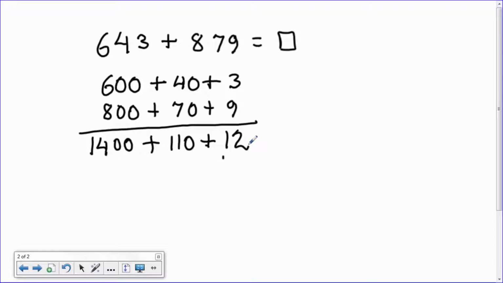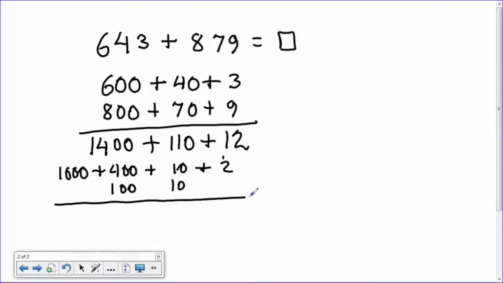And we get to this point, now we want to write this number in standard form, so they'll notice that they'll have 1,000 over here from the 1400. Then they'll leave the 400 because they'll leave it in the 400s column. They'll take 100 from the 110 and move it over to here. That will leave 10 back on this one. Then they'll take 2, leave it there, and take 10 from the 12 and move it over into the tens column. Then they'll add these together.